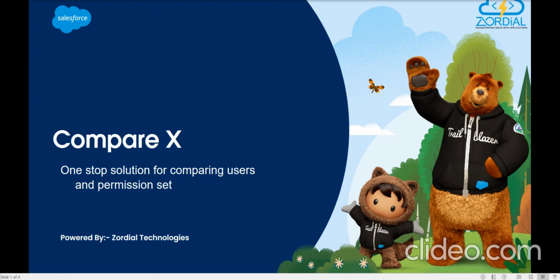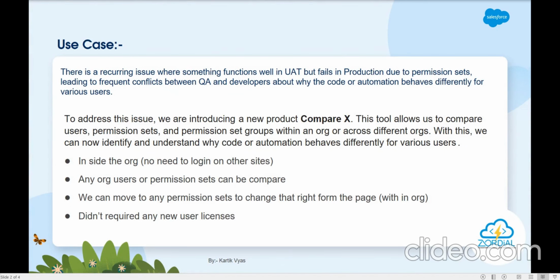To tackle this issue, we are introducing a new product, CompareX. As the name suggests, it enables us to compare users, permission sets, and permission set groups within an organization or across different organizations. With CompareX, we can quickly identify and understand why code or automation behaves differently for various users, saving both time and money. Now let's see how it works.